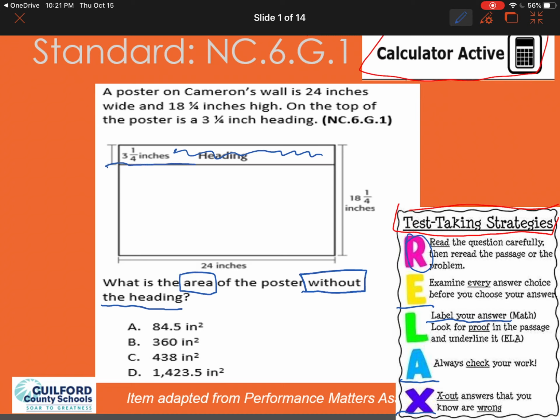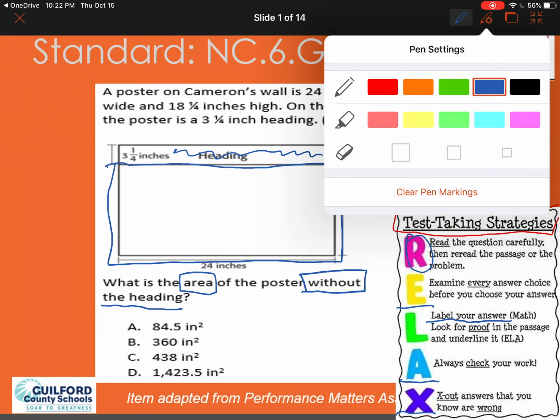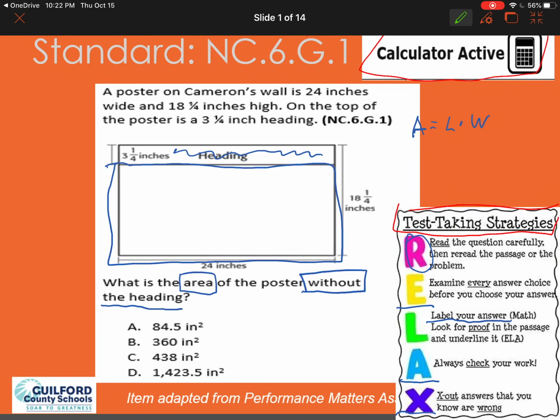So we're trying to find the area of this part of the poster. So we know that finding area, because we've gone over this, is length times width. To find the area, it's the length times the width. So our length is going to be 24 inches. So area is equal to 24 inches times our width.